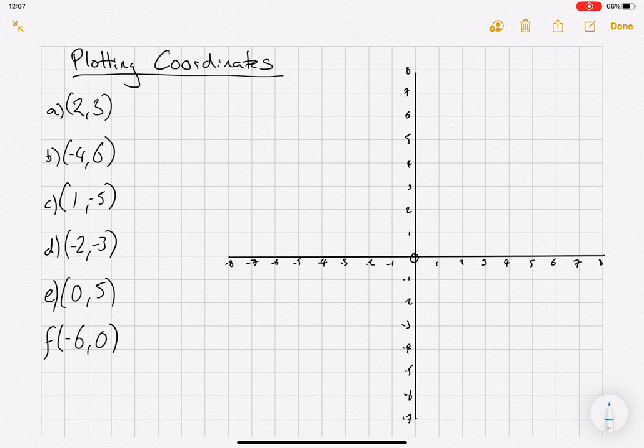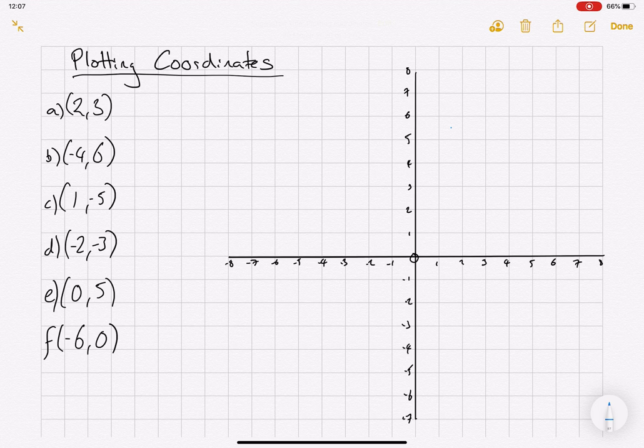Okay guys, this is a little video about plotting coordinates. So it's quite a simple concept, but it's still a fundamental skill that everyone needs to have. As you can see on the left hand side, I've got a range of coordinates that we're going to be working with shortly. But let's just take a little look at the axes on the right hand side.